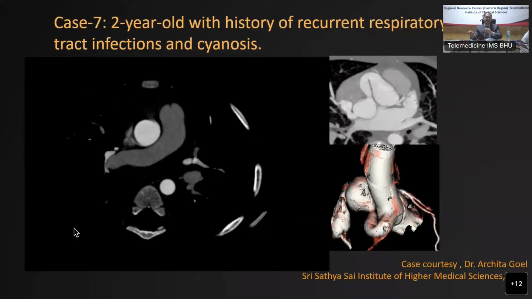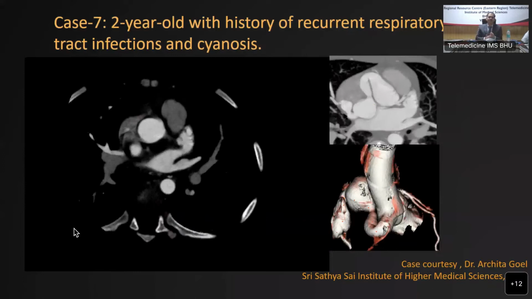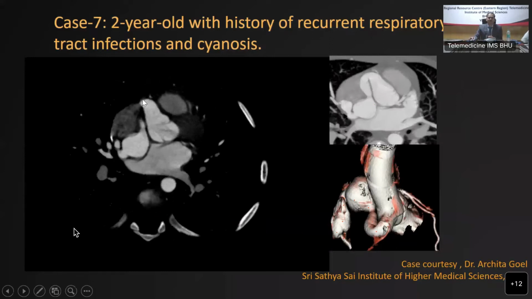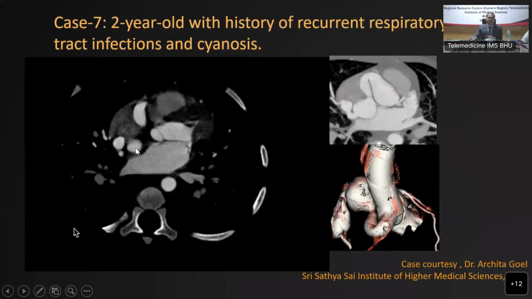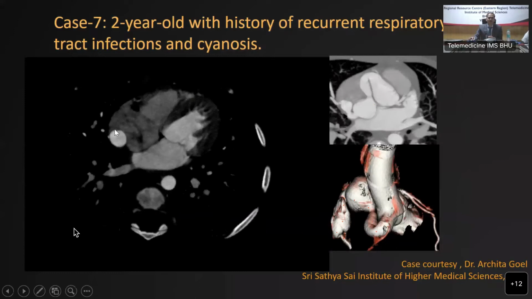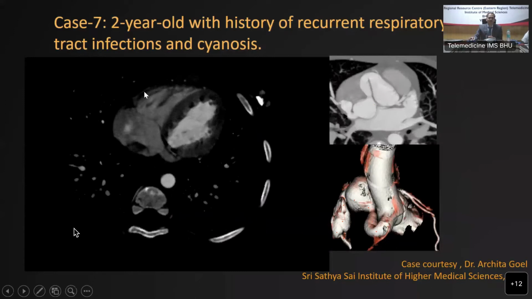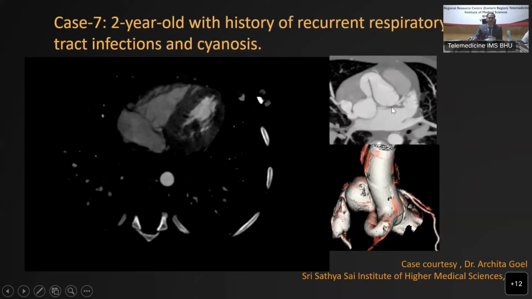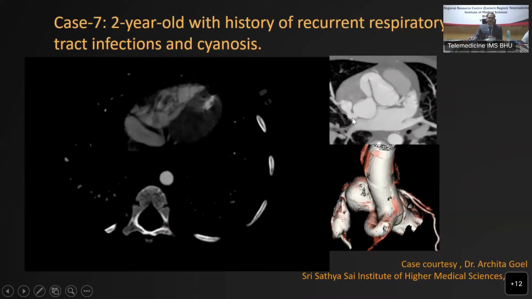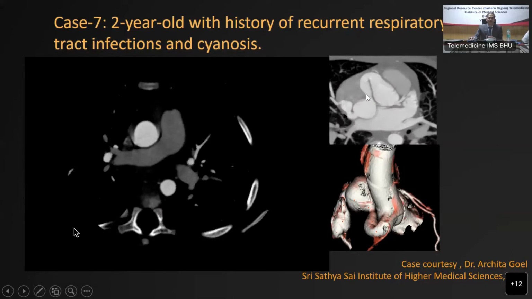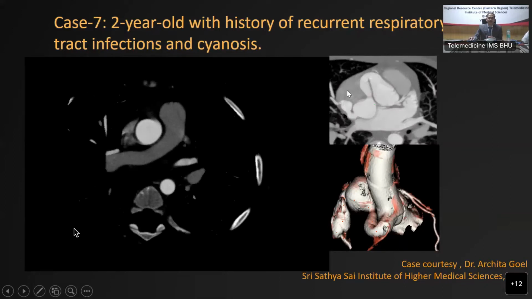All right, next case is a 2-year-old with history of recurrent respiratory tract infection and cyanosis. You can see that there is a large channel with focal aneurysmal dilatation that opens into the right atrium. You can see the coronary arteries are absolutely normal in size. Here is a single MIP image showing you that connection arising from the aorta and going all the way and draining into the right atrium.